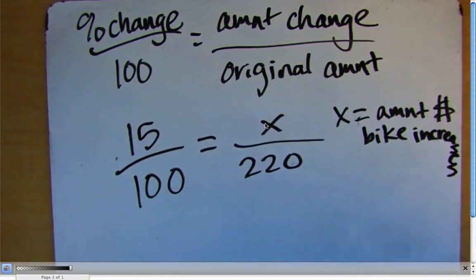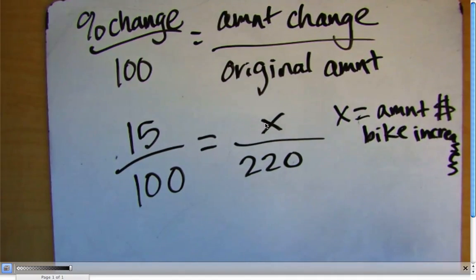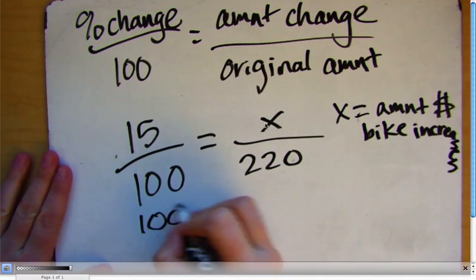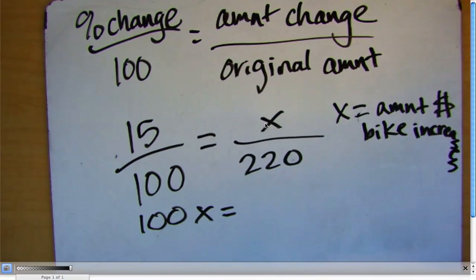So when I solve this, I'm not going to automatically have my answer. Right now I'm figuring out, well, how much did the bike go up? Okay. I'm going to do my normal cross multiplication. Use your calculator for the multiplication, otherwise it would take a little bit of time.